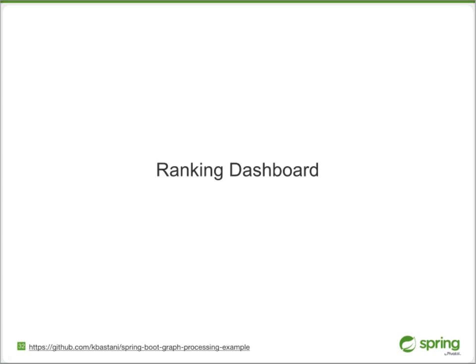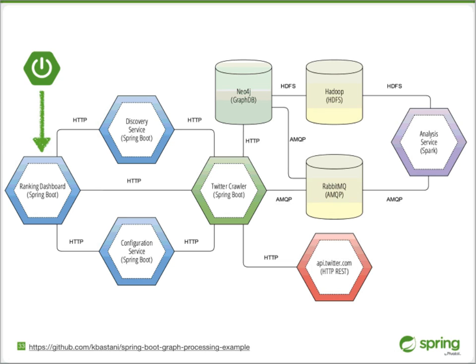So now that we've gone over the major functionality of the Twitter crawler service, let's go over how to create a user interface that will display our ranked users. We'll call this service the ranking dashboard. So we're finished creating the backend components of the microservice architecture and can now write a simple client-side web application to interface with the Twitter crawler service.